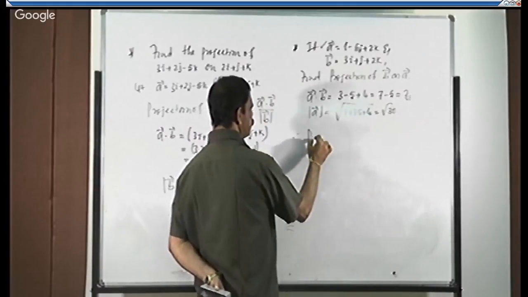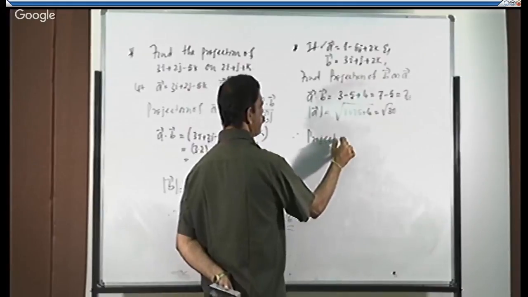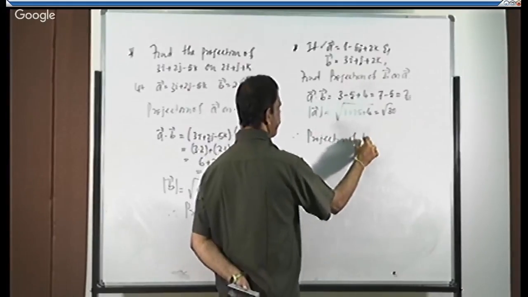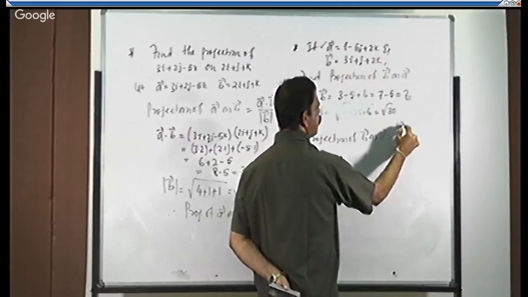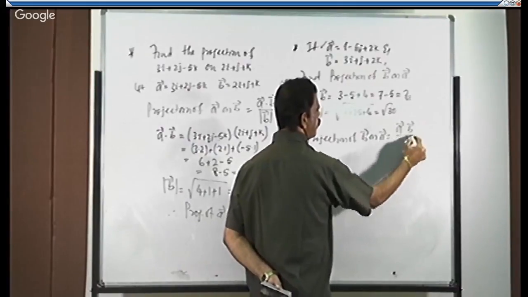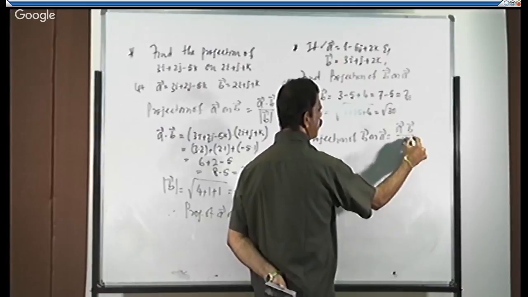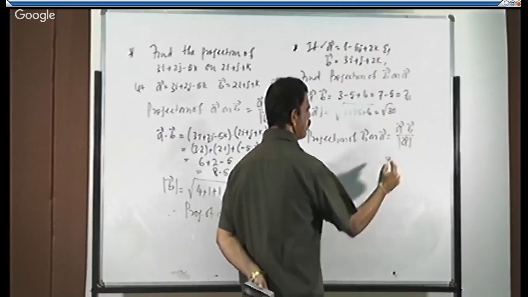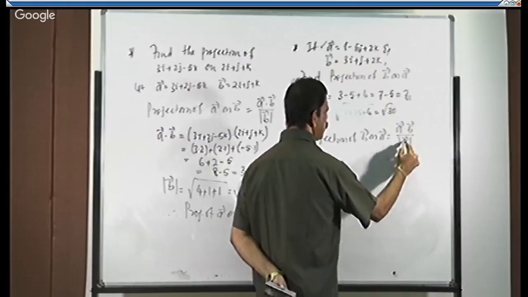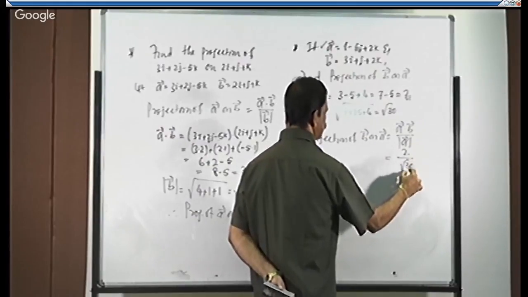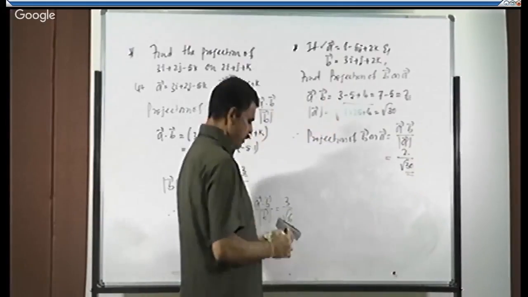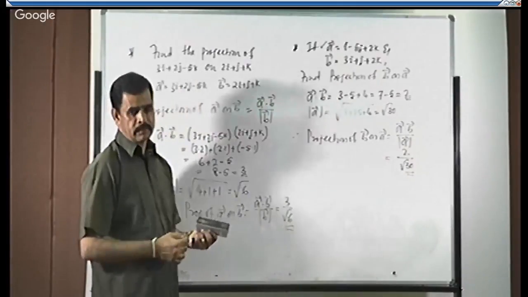Therefore, the projection of B on A is equal to A dot B divided by the magnitude of A. What is A dot B? It is 2, divided by the magnitude of A, which is root 30. This is the projection of vector B on A.